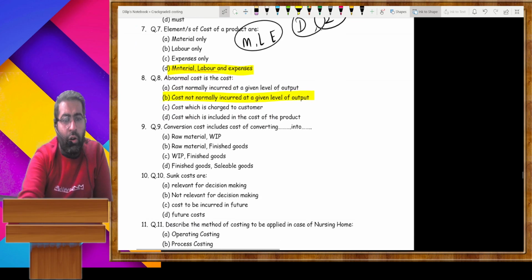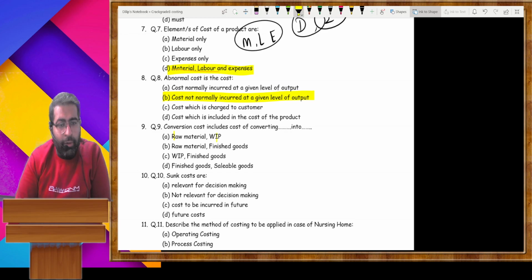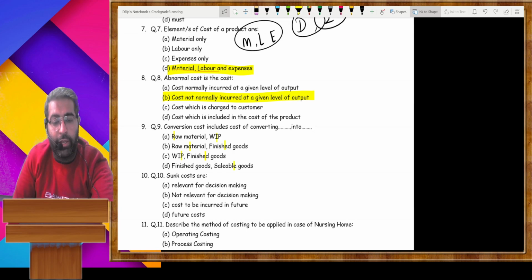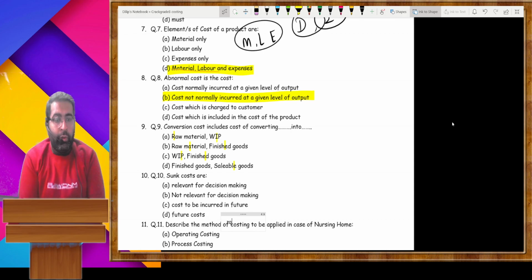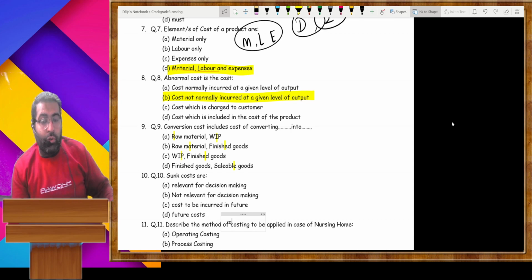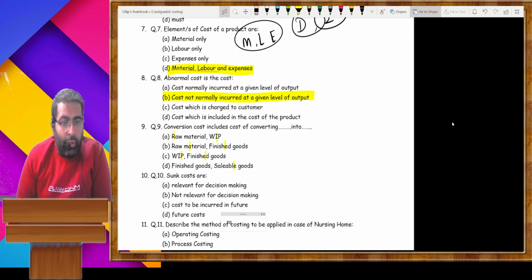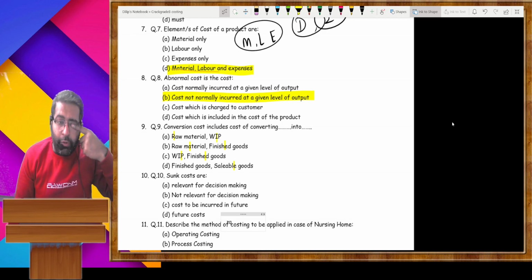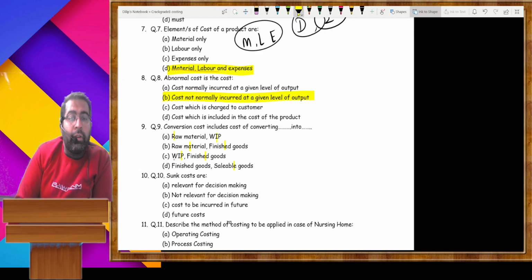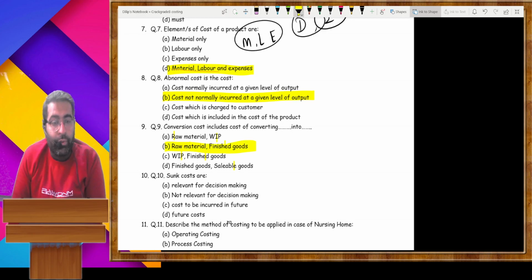Now, conversion cost includes the cost of converting raw material into work in progress, raw material into finished goods, work in progress into finished goods, and finished or sellable goods. Think it, and tell me the answer fast. The answer is raw material and the finished goods.